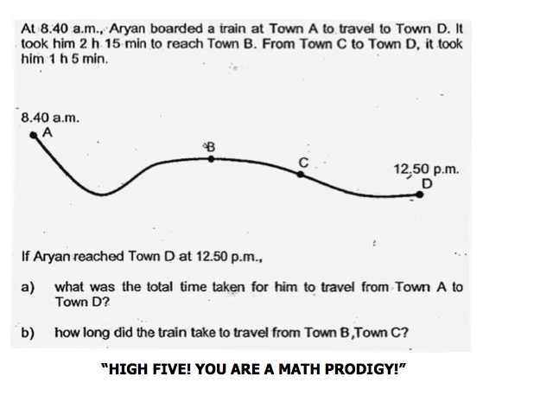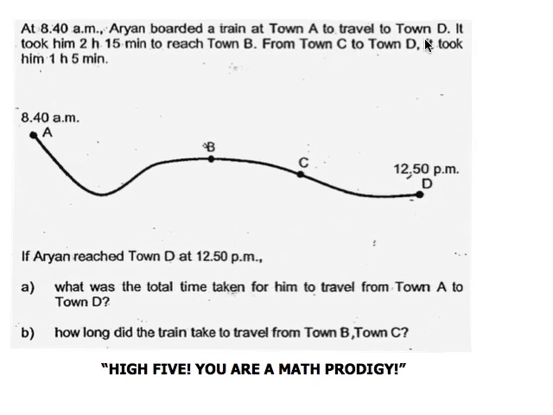At 8:40 a.m., Aryan boarded a train at town A. So this is town A, okay? So he started at 8:40 a.m. to travel to town D, which is all the way on the other side. Okay, imagine you're taking an MRT train. You start at 8:40, it ends at 12:50. The only good benefit that we have in Singapore is that our distances are not that far. It won't take you that long.